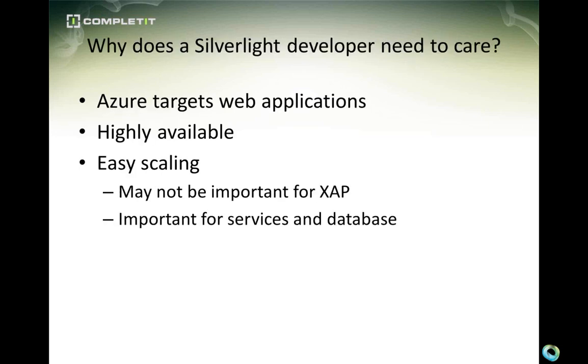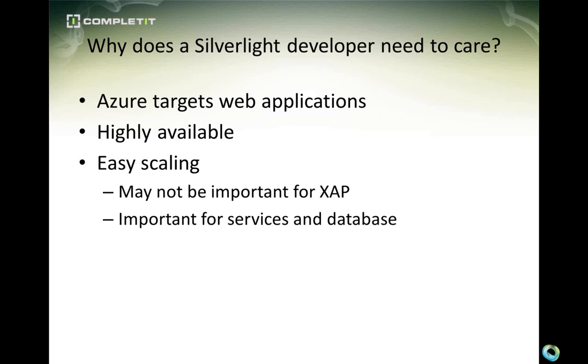Why do you, as a Silverlight developer, need to care about the Azure cloud? That's a good question. Well, the cloud is, of course, targeting web apps. A Silverlight application, although it runs on the client, is still a web application. It uses services quite a lot. It uses databases quite a lot. So we benefit from the fact that Windows Azure guarantees high availability. Our services are scalable. Our database is really scalable. And those things are real benefits for our applications as well.